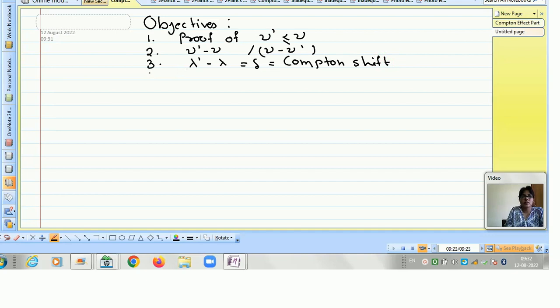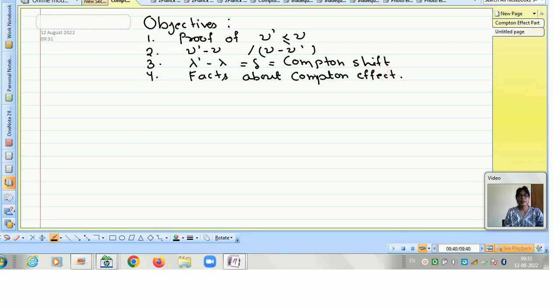And then the facts about Compton effect. Compton effect.